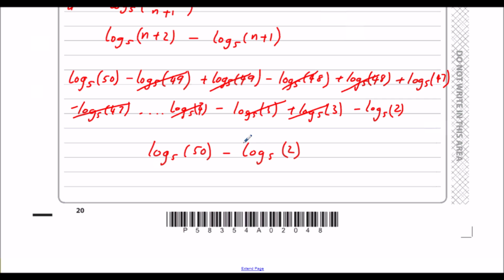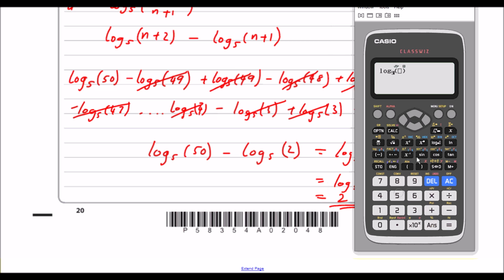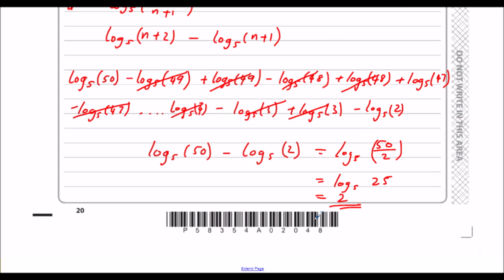Log 5 50 minus log 5 2 is the same as log 5 50 divided by 2, which is log 5 25, and 5 squared is 25, so log base 5 of 25 is equal to 2.